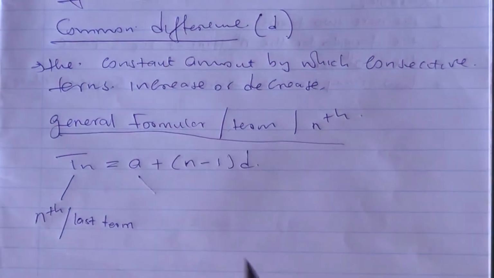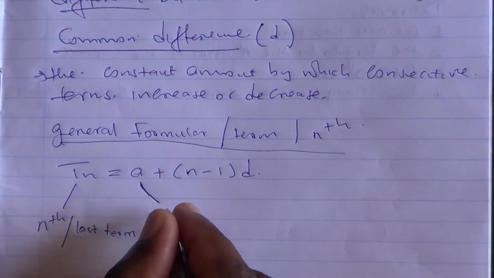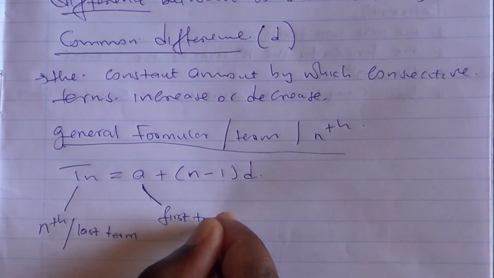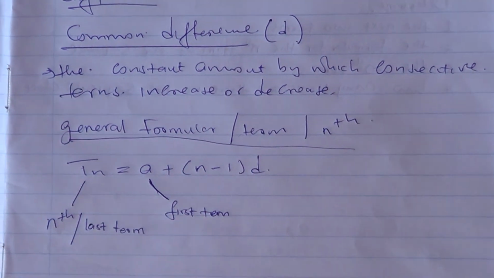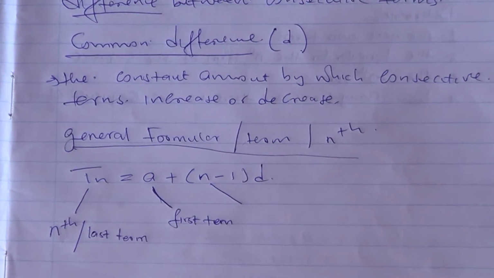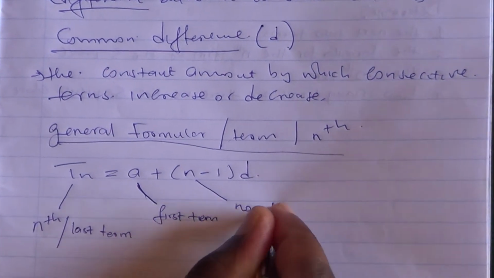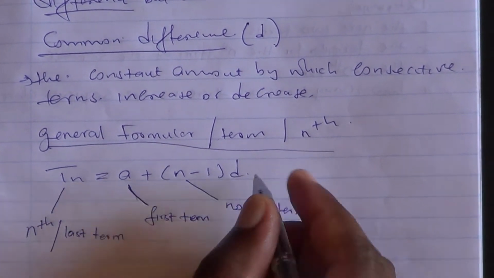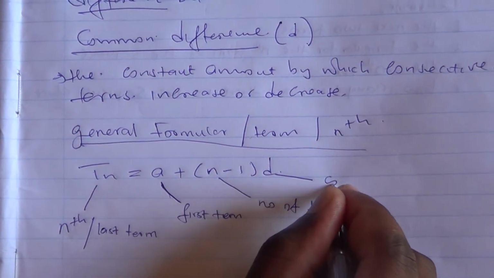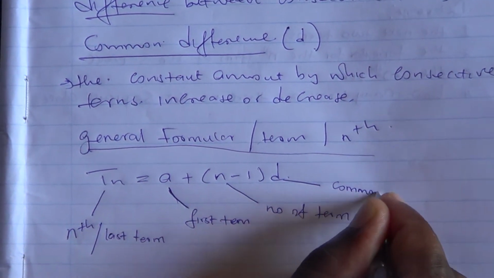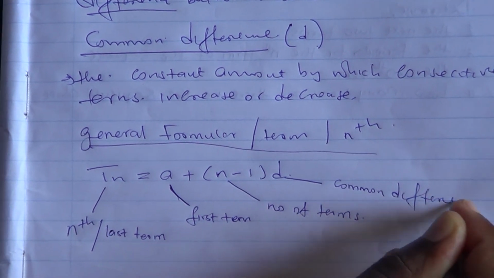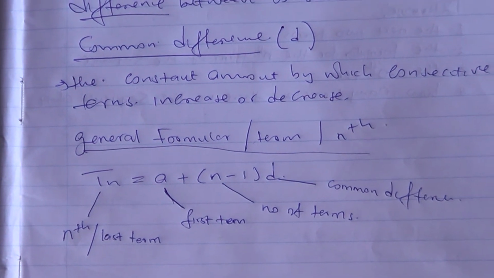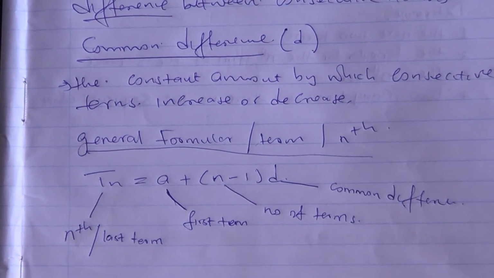What about the a? a stands for the first term in the sequence. n is the number of terms in the sequence. Like I said, d stands for the common difference in an arithmetic sequence. So this is the general form, or the nth term.